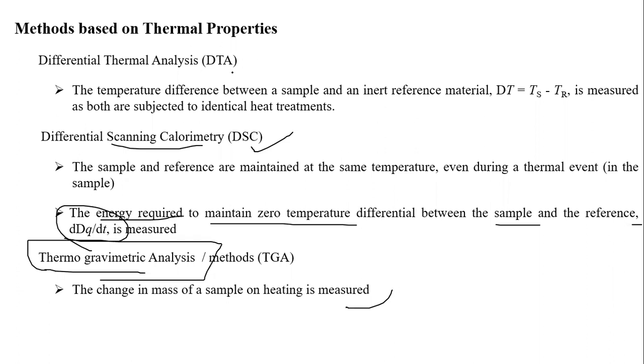So these are the three different analyses. One is differential thermal analysis. Another is differential scanning calorimetry, DSC, that means how much energy is required to maintain the zero temperature difference. Another one is TGA, thermogravimetric analysis, that means how much mass is being lost by the particular sample is calculated in this type of analysis.